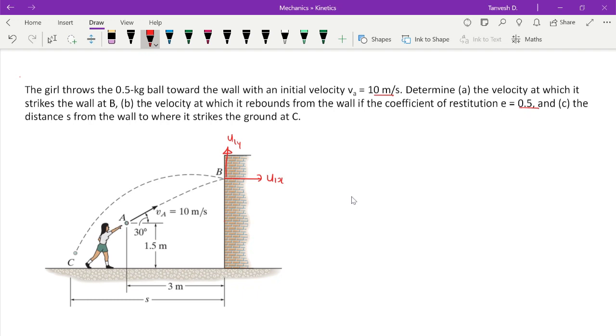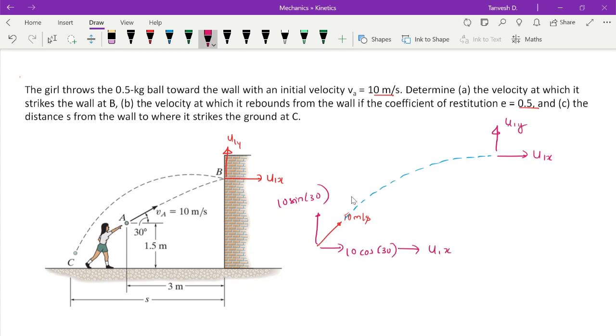So how do we find that? We will resolve this velocity itself, which is 10 meters per second, and it is moving with a trajectory like this, right? It is having a trajectory this way. So if I resolve this 10 into its individual components, it will be 10 cos 30 and 10 sin 30. This 10 cos 30 will remain the same as u1x here, but 10 sin 30 will change. So this I can say is u1x, if we neglect the air drag, of course. So 10 cos 30 is equal to 5 root 3.